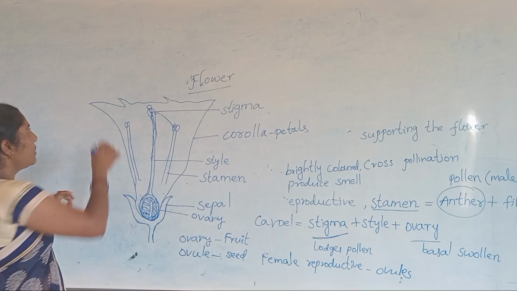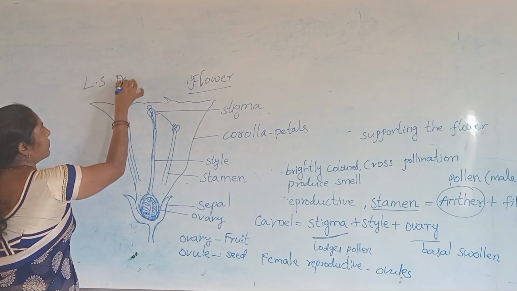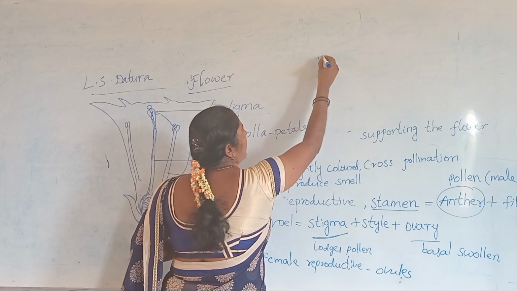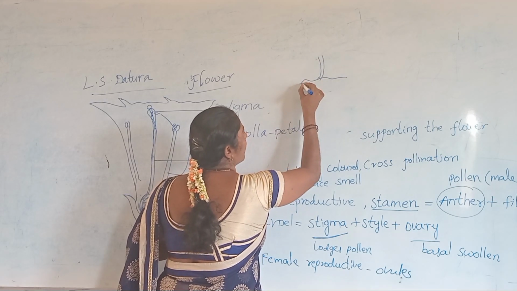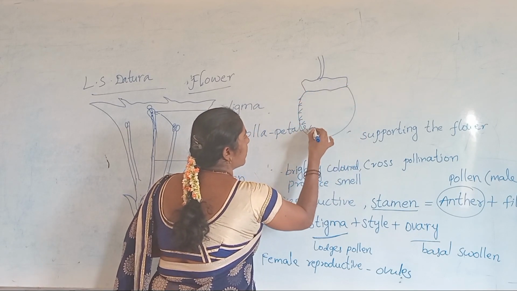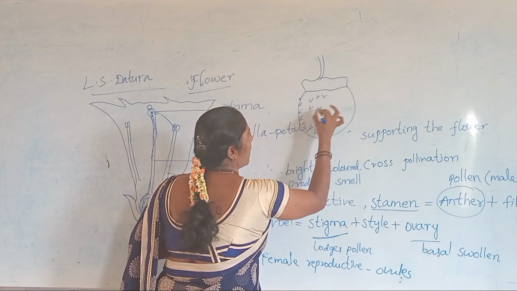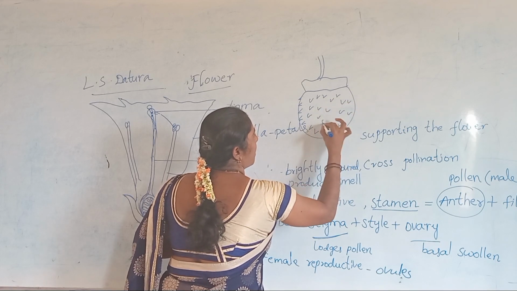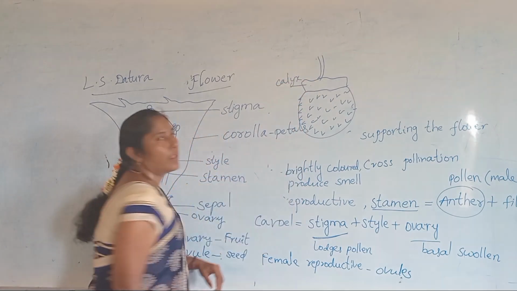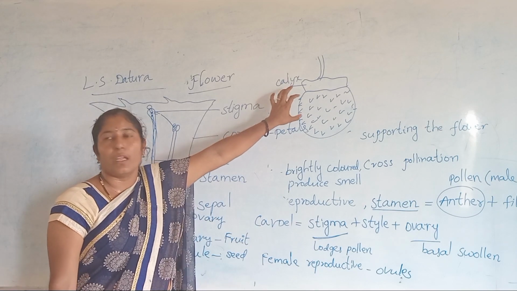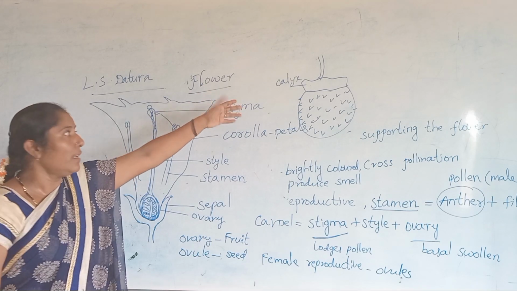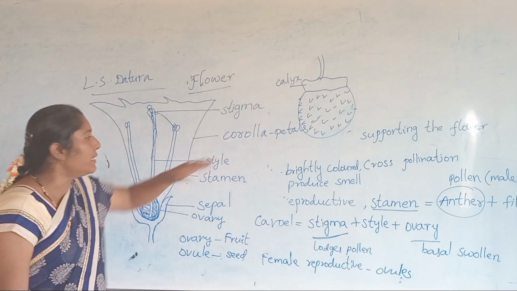For example, this is the LS of a Datura flower. And when we see the Datura fruit, see, this is the calyx. The calyx remains on the fruit only. In other fruits also, like brinjal and chili, we see the calyx remains on the fruit only. Okay, this is about the flower.